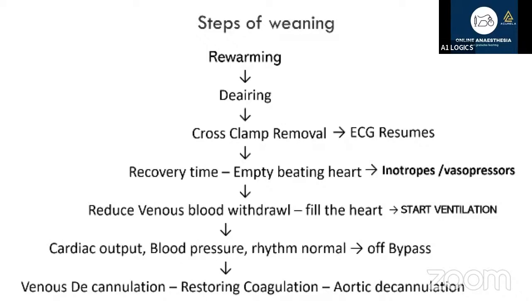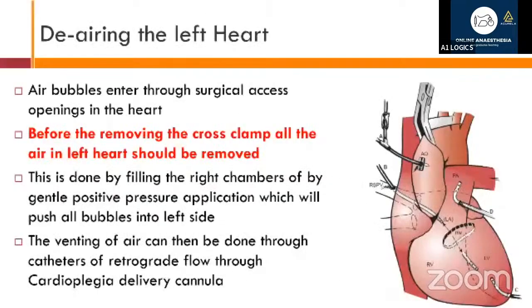you can switch off the bypass and go in for aortic and venous decannulation. See, when you started the bypass, you always put the venous lines, aortic lines first. But when you remove them, you have to remove the venous lines first, restore the coagulation with the help of protamine, and do the aortic decannulation.